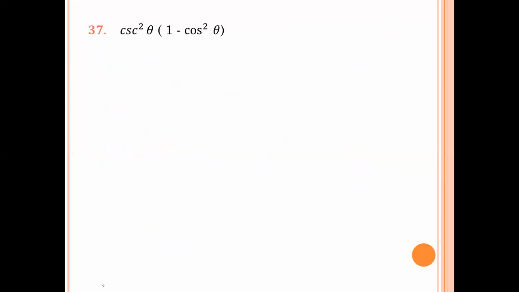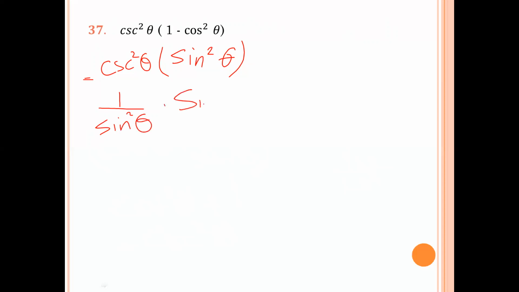Here now, you have cosecant squared times 1 minus cosine squared. Now, 1 minus cosine squared is what? It is sine squared times cosecant squared. Now, cosecant squared is 1 over sine squared of theta, times sine squared of theta. They cancel each other, so it is equal to 1.